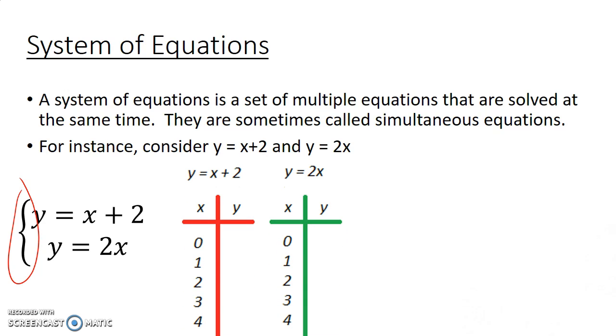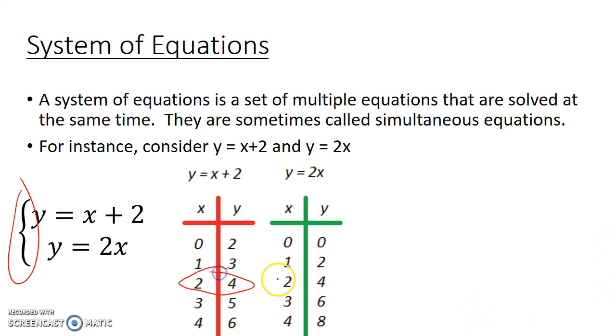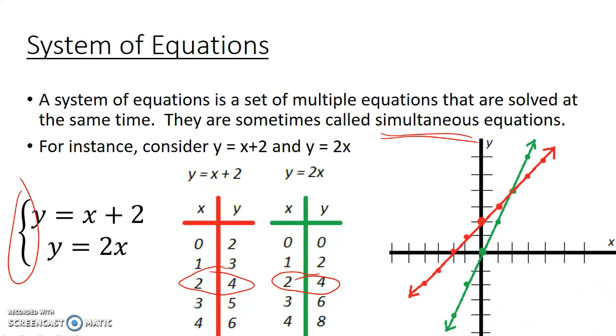What happens with equations is there's a lot of different values that can satisfy equations, and what we're looking for is the one set of points, which you can probably see in the table. It's this one that actually satisfies both equations at the same time. So at the same time, that's that word simultaneous, and the point (2, 4) solves both of these equations at the same time.